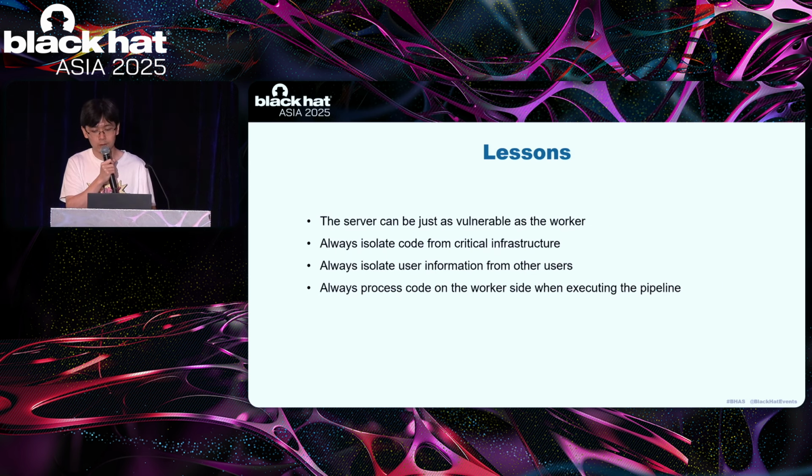And here are the lessons that we learned from these cases. The server side can be just as vulnerable as the worker. Always isolate your code from critical infrastructure, and always isolate user information from other users. And lastly, always process code on the worker side when executing the pipelines.